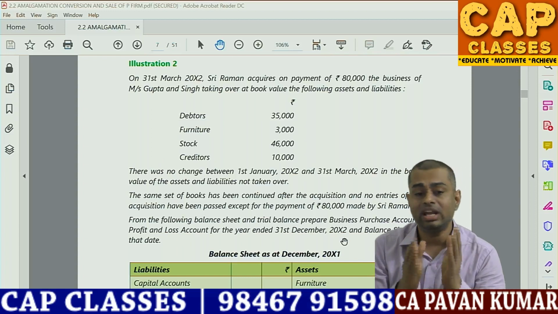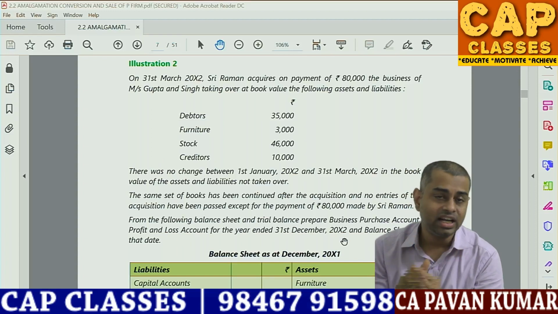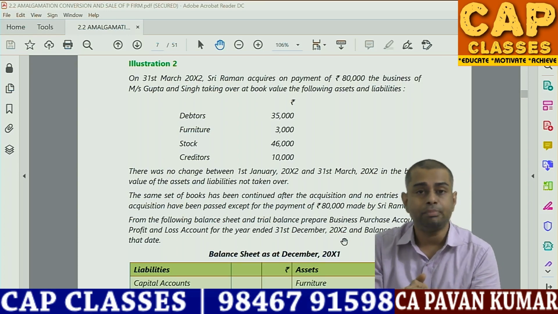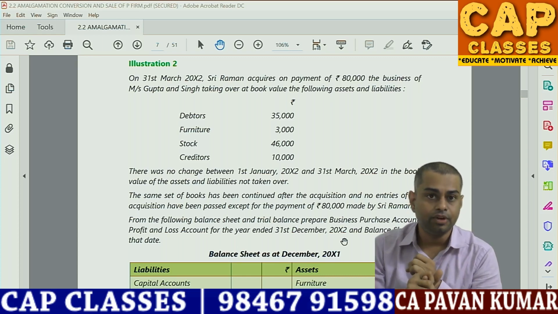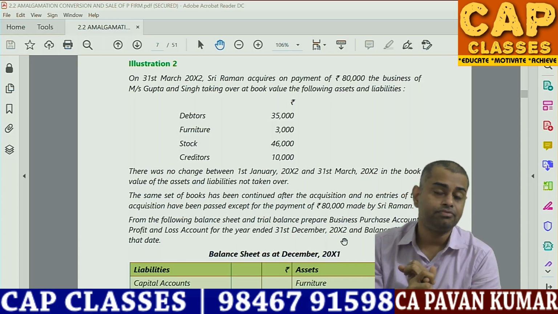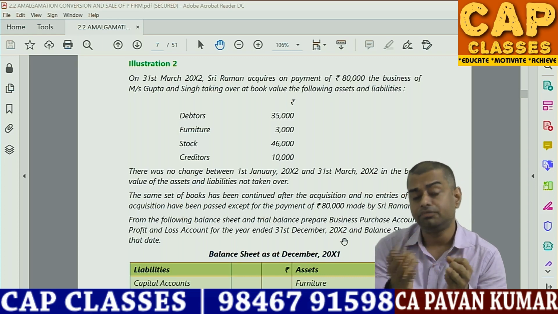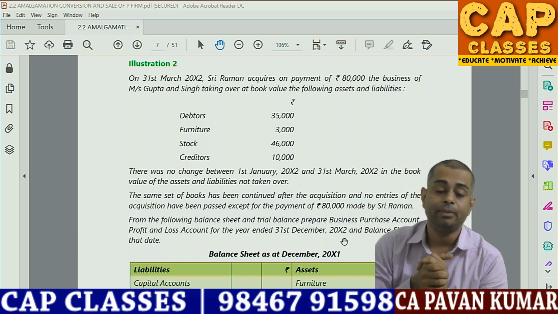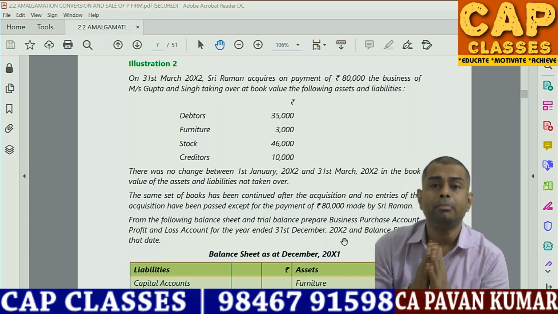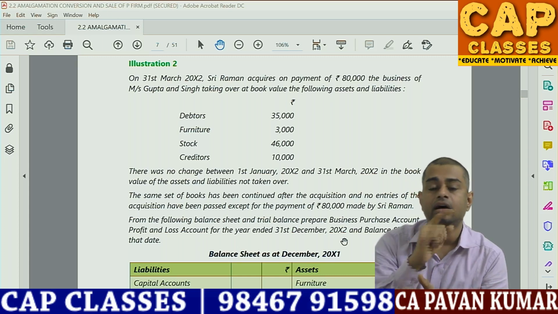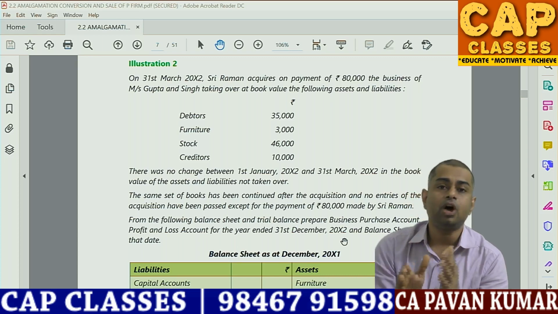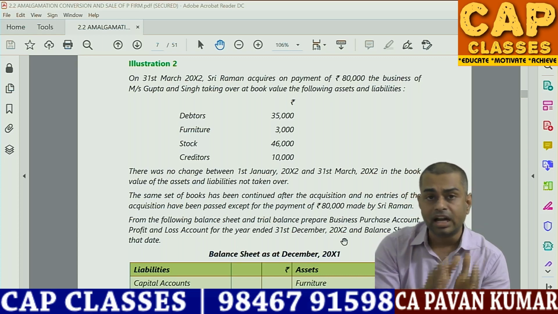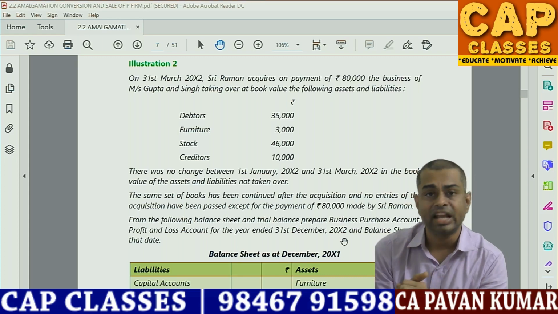We are looking at problem number 2, that is illustration 2 in partnership second unit. This unit contains amalgamation of partnership firms, sale of partnership firm into a company, or conversion of partnership firm into a company. So let us look at problem number 2, that is illustration 2 on page number 7 of our material. This problem is on sale of one partnership firm to a new buyer.